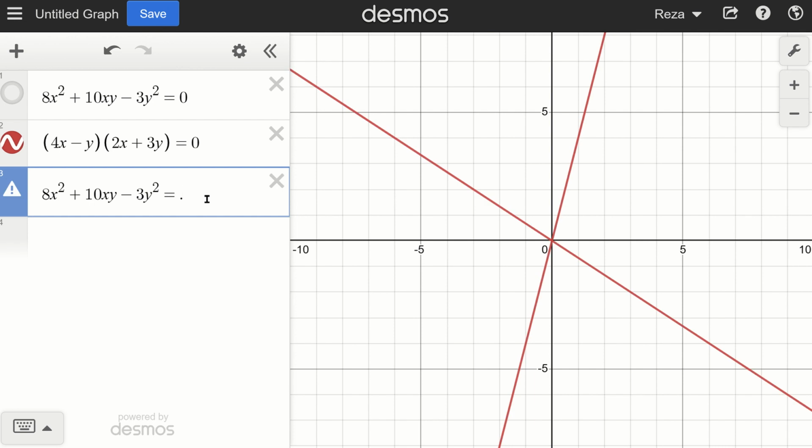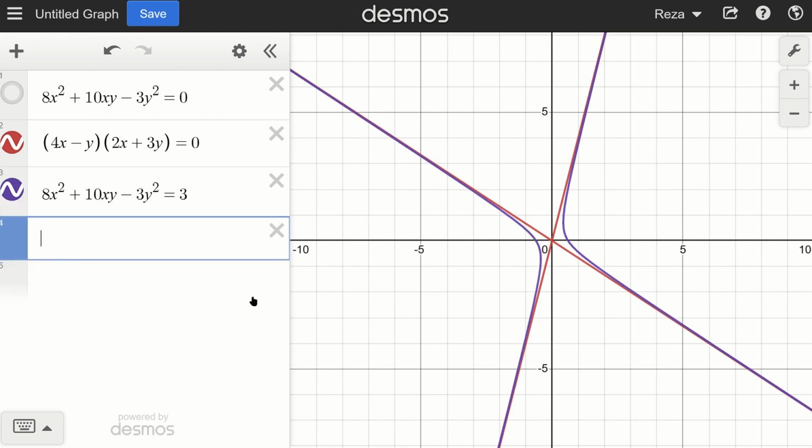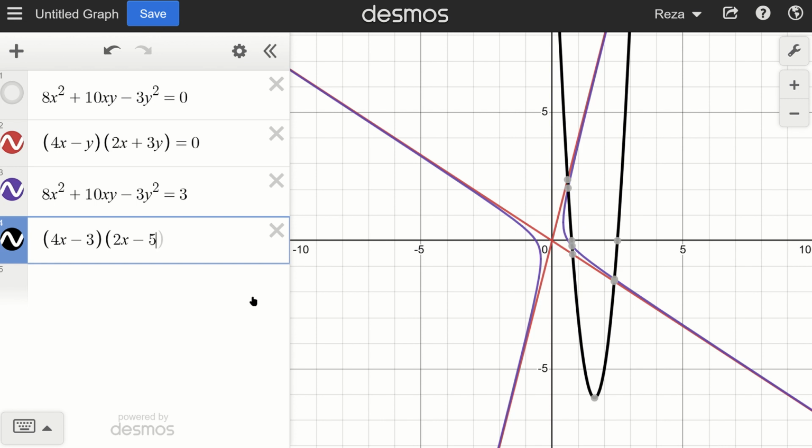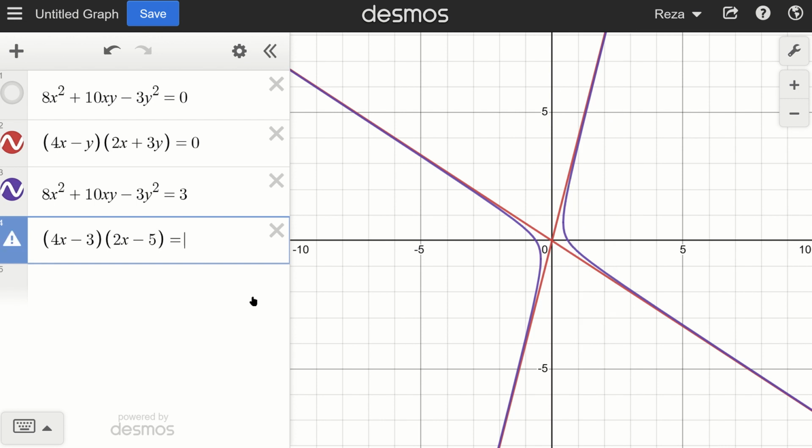And of course, the larger I make that, the further it's going to get away from being similar to the degenerate case. Again, this xy is what creates the oblique nature of the lines. If we had a simple scenario where the xy wasn't there, let's say the factorization ended up being, for example, 4x minus, say, 3 or 4, whatever, it doesn't matter, times, say, 2x minus 5, equals 0.